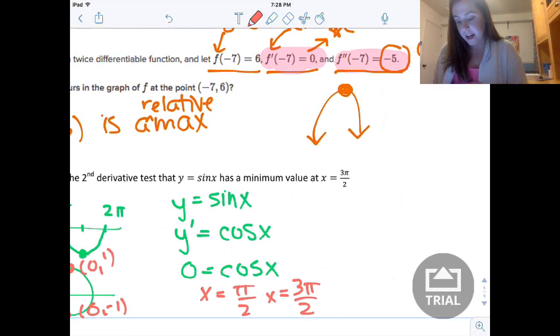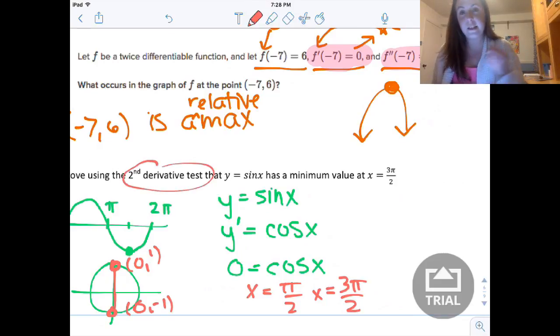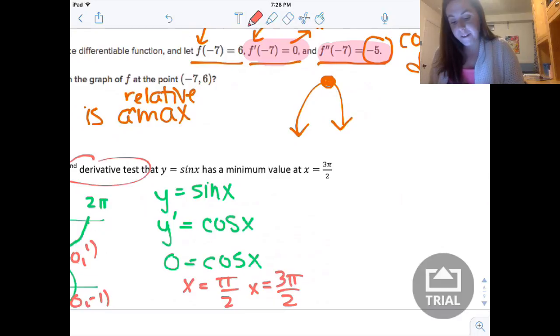So what I'm going to do then is say, okay, let's check using the second derivative test that this is actually a min, right? So now I'm going to find my second derivative. So y double prime, well, the derivative of cos is negative sine.